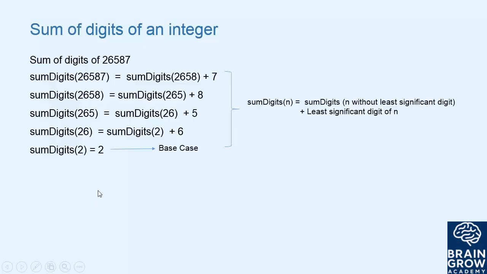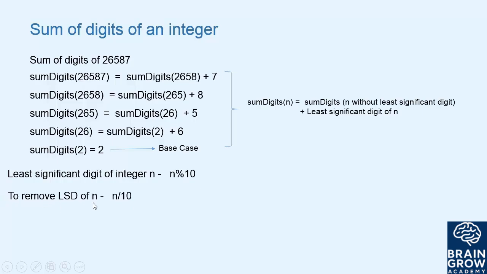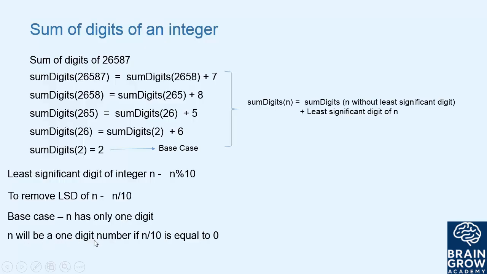Now to find out the least significant digit, we can write this expression n modulus 10. And to remove the least significant digit of n, we have to divide it by 10. The base case is when n has only one digit. And n will have only one digit if n/10 is equal to 0.